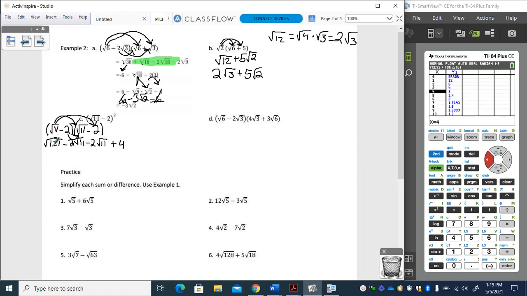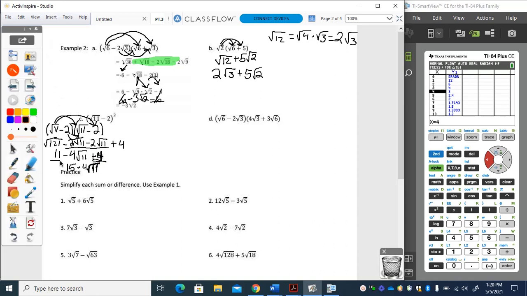What's the square root of 121? Well, that's just 11. Can we combine these two terms? Yes, because they have the same radical. So what's negative 2 minus 2? Well, that'll get us negative 4 times the square root of 11. And then bring the 4 down, so plus 4. Anything else we can combine? Yeah, that 11 and that 4. 11 plus 4 is 15. So we have 15 minus 4 square roots of 11. And there you go. That's all you gotta do. I think that one might have been our easiest one.